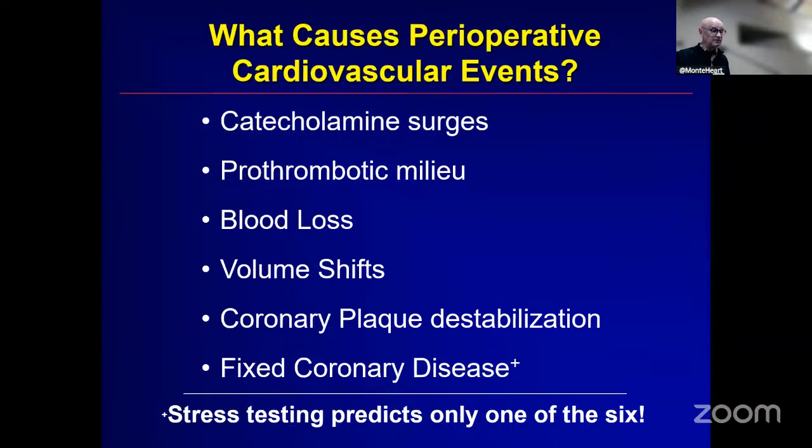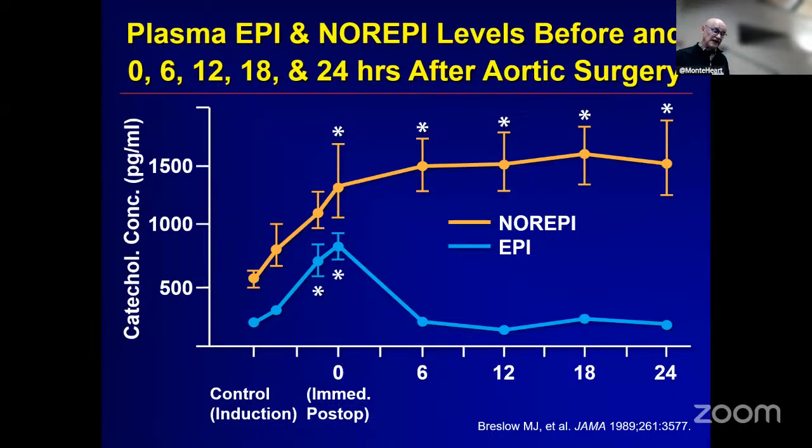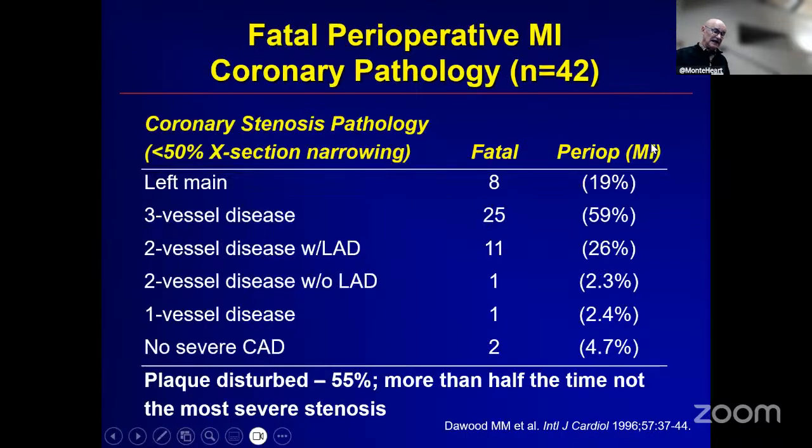So this is important. The catechol shifts happen immediately. Norepinephrine and epi go up. Norepinephrine stays up for a week after vascular surgery. And if you ask the question, okay, who really has trouble? We wanted to figure out what patients have fatal postoperative MI after non-cardiac surgery. And we were doing a score grant looking at coronary pathology in patients who had death. And we found 42 patients who had careful coronary pathology done after fatal perioperative MI. This is non-cardiac surgery.